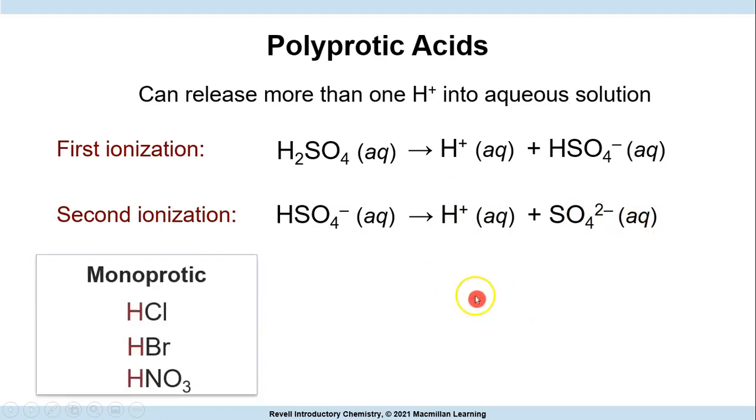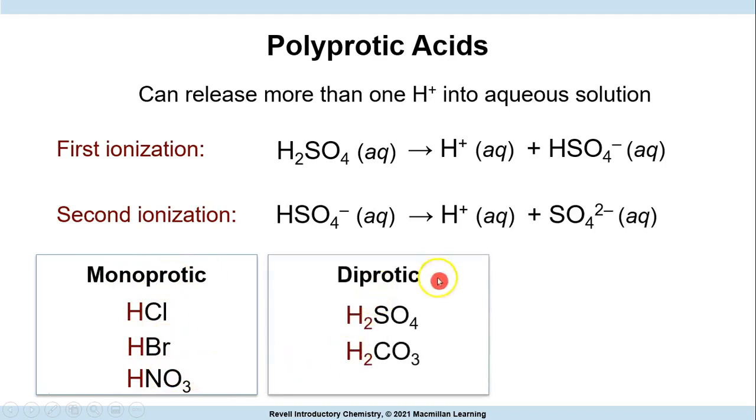So we have seen monoprotic acids. The hydrochloric acid, hydrobromic acid, and nitric acid are monoprotic. Mono means only one. Protic means they can release hydrogen. So mono means they can release only one hydrogen in solution. So these are monoprotic acids.